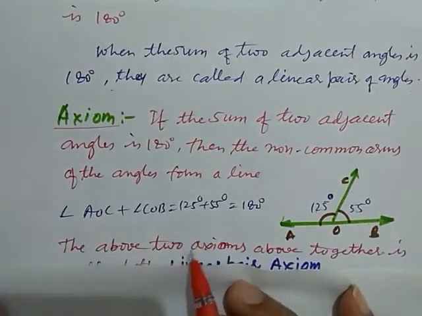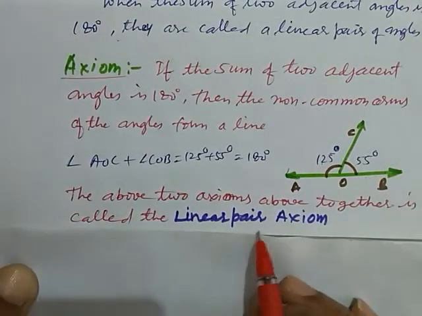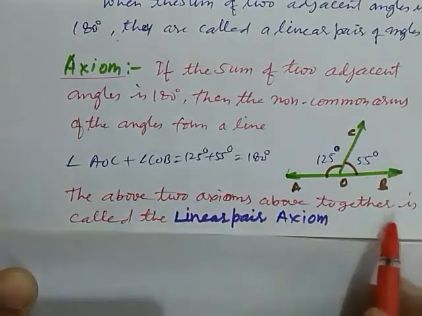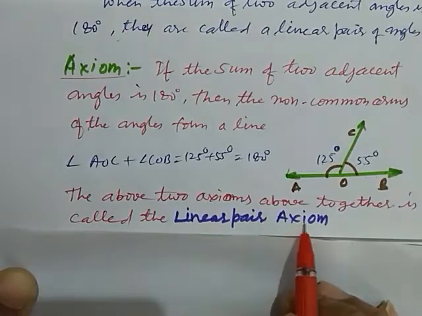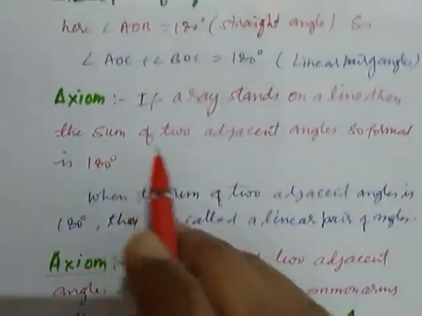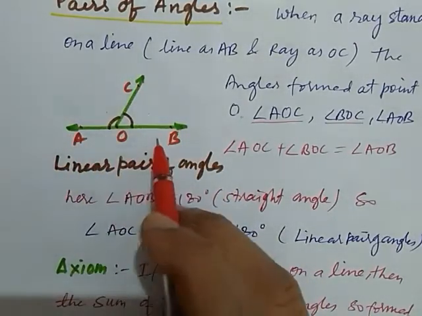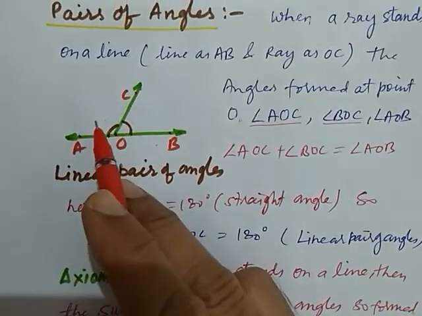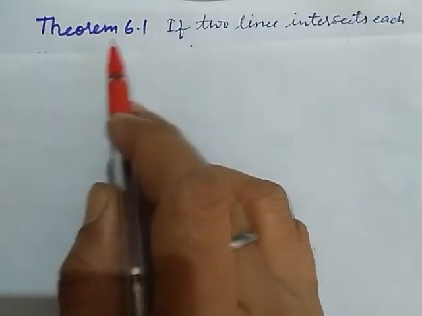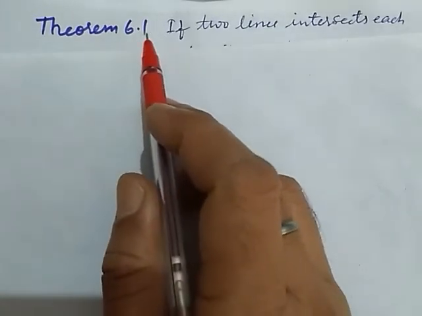The above two axioms together are called the linear pair axiom. Always remember this linear pair of angles because they are very useful to solve problems. Now we learn theorem 6.1. This is the first theorem of this chapter.